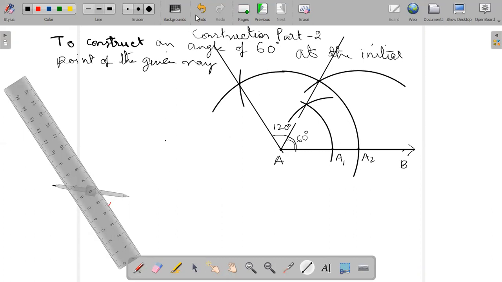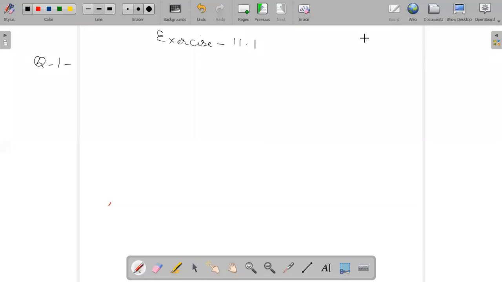Okay, now the next construction is, we have to draw an angle of 90 degree. Whether it is written or not written, generally we have to draw all the angles by using compass. So here also we have to draw an angle of 90 degree at the initial point of the line. This is a ray. At this point O we have to draw an angle of 90 degree.